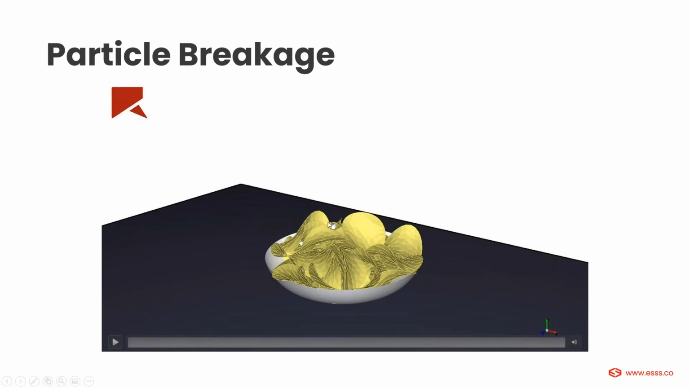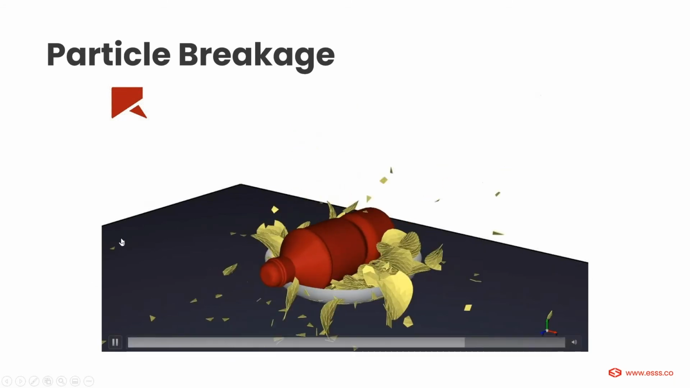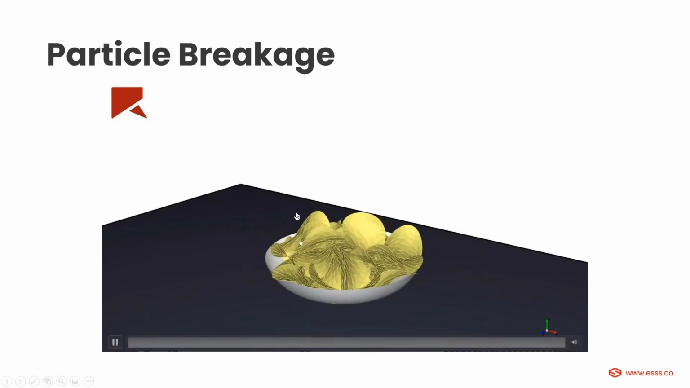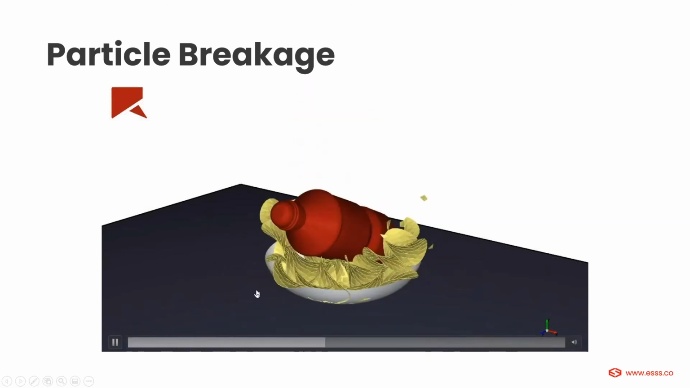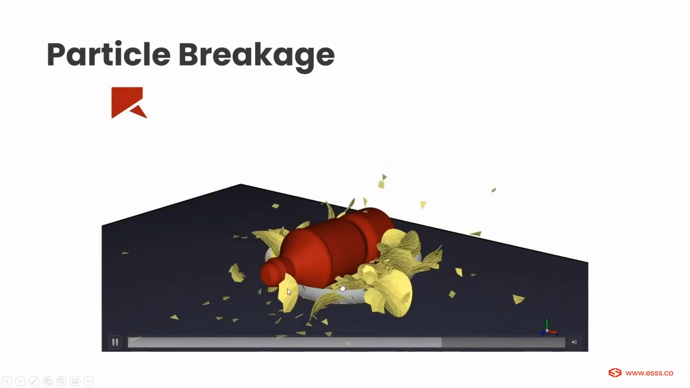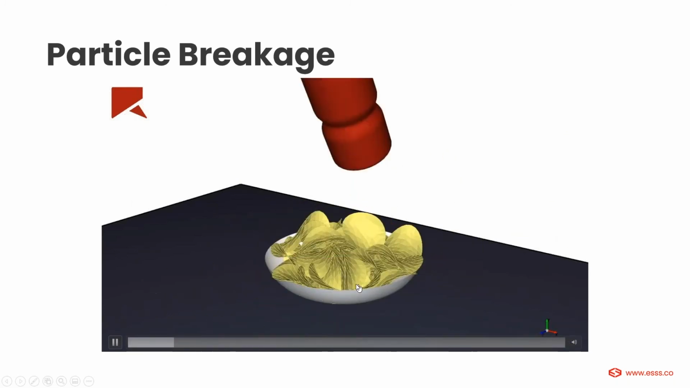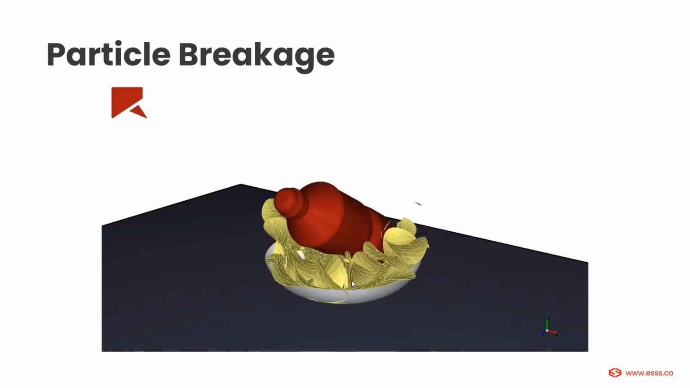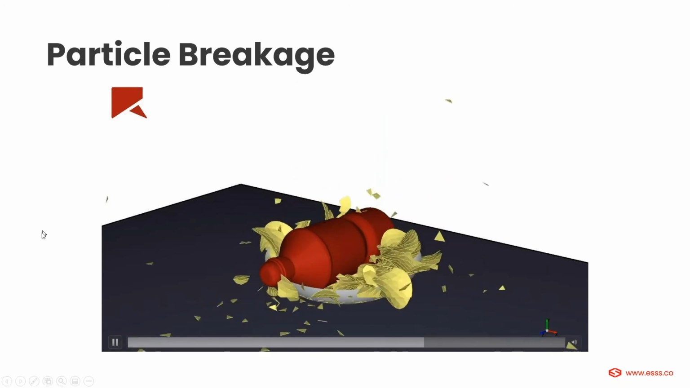Besides dealing with complex particle shapes, we can also break those particle shapes. Rocky deals quite nicely with breakage. For any kind of particle, we have breakage models for both standard particle shapes, but also for custom particle shapes. As you can see here, we are actually breaking these potato chips. And this is valuable, for example, for the food industry, where they can see how much damage their product suffers during its production.